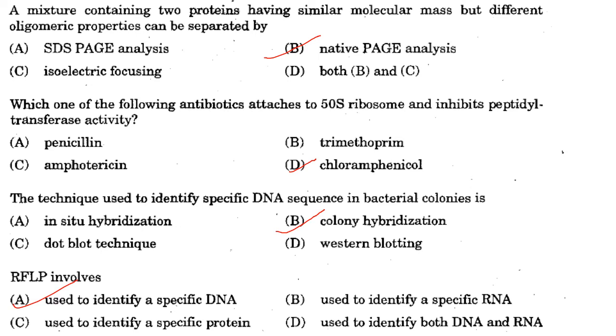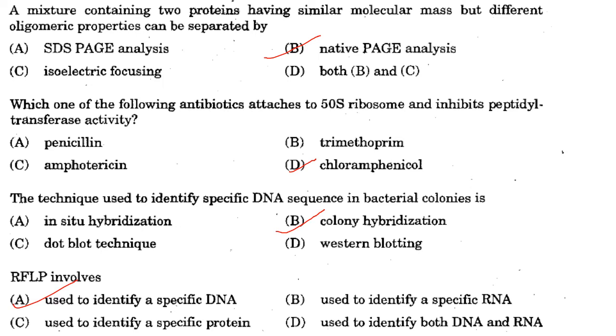So a mixture containing two proteins having similar molecular mass but different oligomeric properties can be separated easily by native PAGE analysis.